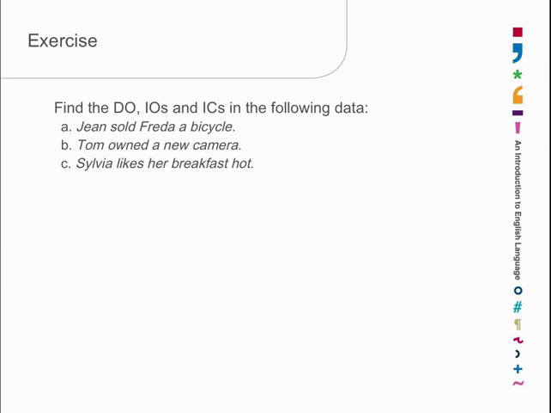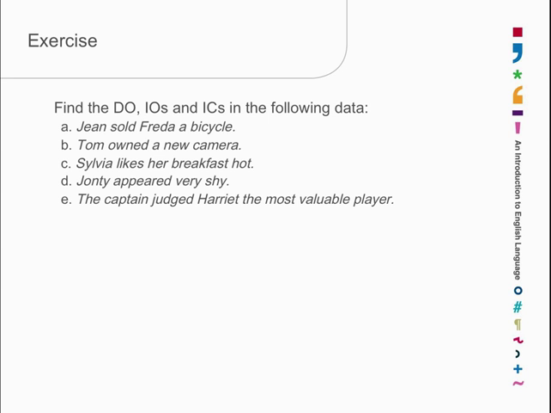But what about the hot bit? Well, that's telling us more about breakfast, isn't it? It's an intensive complement. Likes her breakfast hot. Right. Her breakfast is hot. Jonty appeared very shy. Very shy is telling us more about Jonty. Very shy is an adjective phrase. And this is also an intensive complement. If the captain is doing some judging, then Harriet is the person being judged. She's the direct object. And the most valuable player is Harriet. She's the most valuable player. So that's an intensive complement.